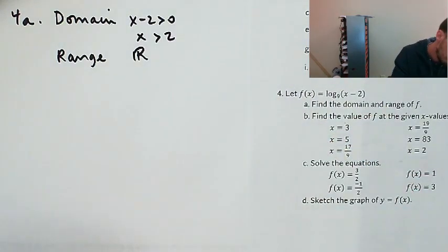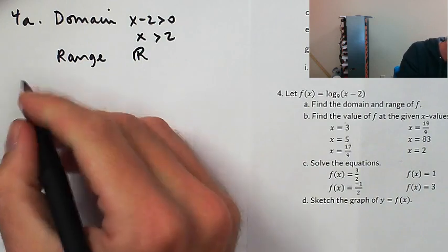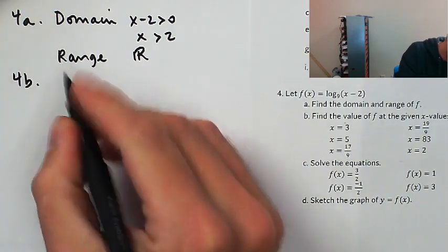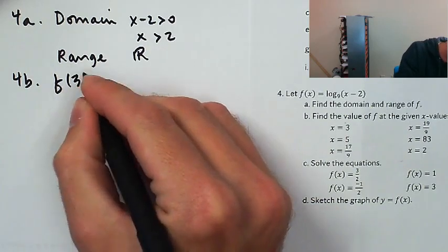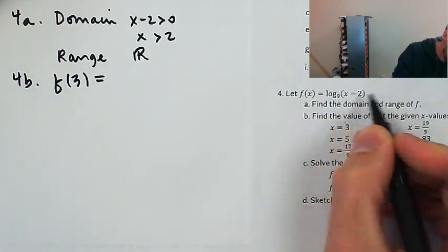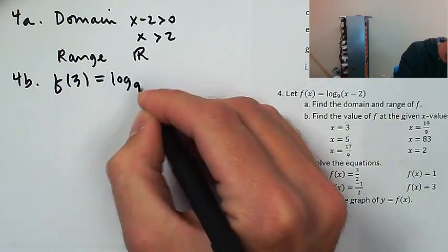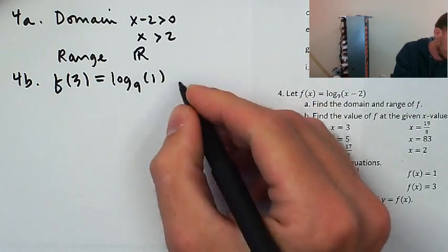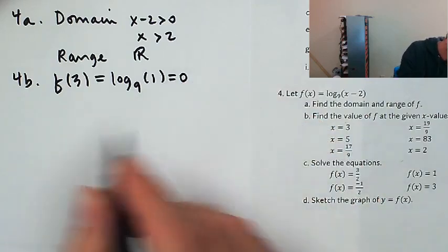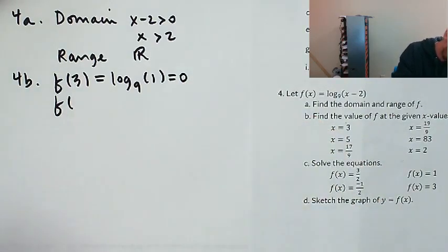For 4b, find the value of f at the given x values. Okay, we'll do that. F of 3 is going to equal the log base 9 of 3 minus 2. So log base 9 of 1. 9 to what power equals 1? 9 to the 0 power equals 1. Okay, great.